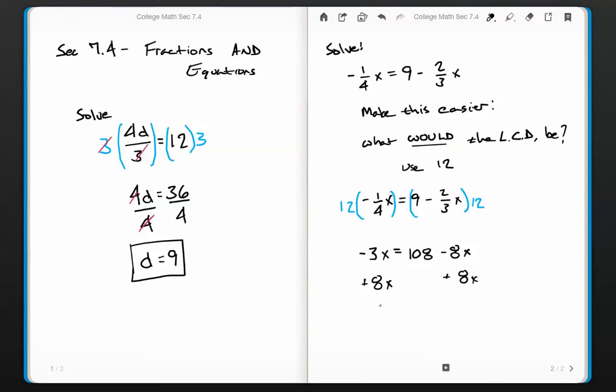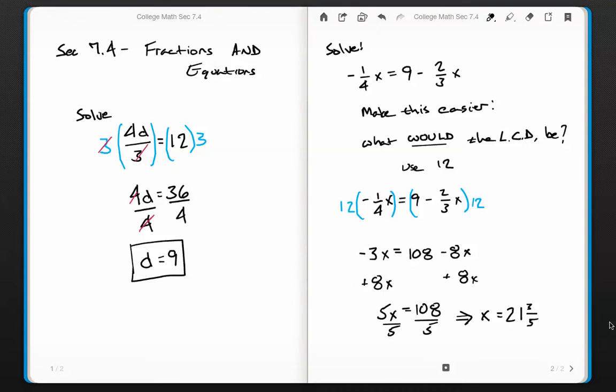So this becomes negative 3 plus 8 is 5x equals 108. Now this isn't going to work out terribly well, because that's what happens when you make up problems. Divide both sides by 5. Well, 108 divided by 5, x will equal, 5 goes into 105, right? That's 21 times. And then there's 3 left over, and so I've got 21 and 3/5.